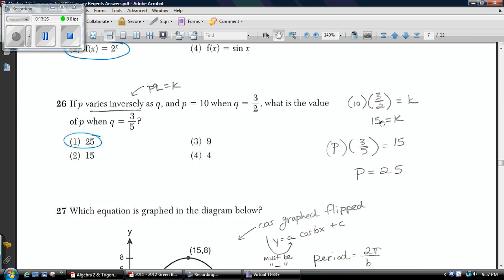What's the value of p when q is 3/5? Well, that k is never going to change. So p times 3/5 equals 15. Divide both sides by 3/5, you get 25.